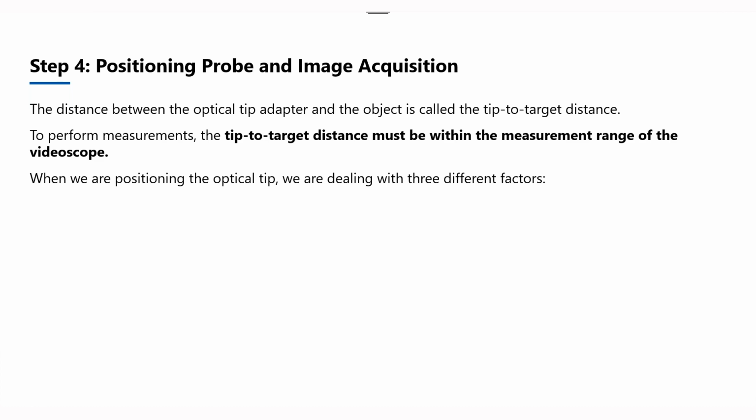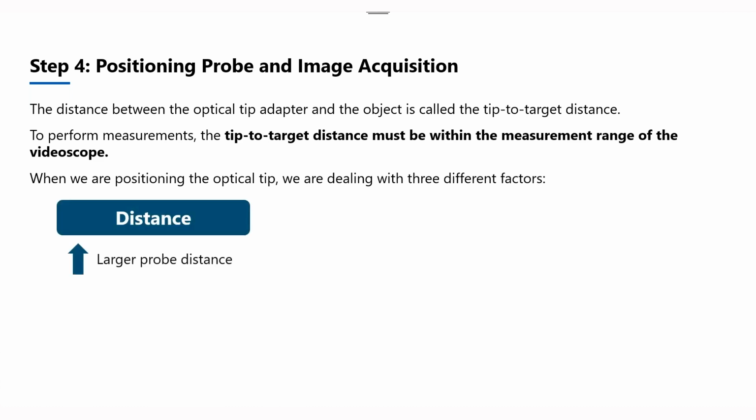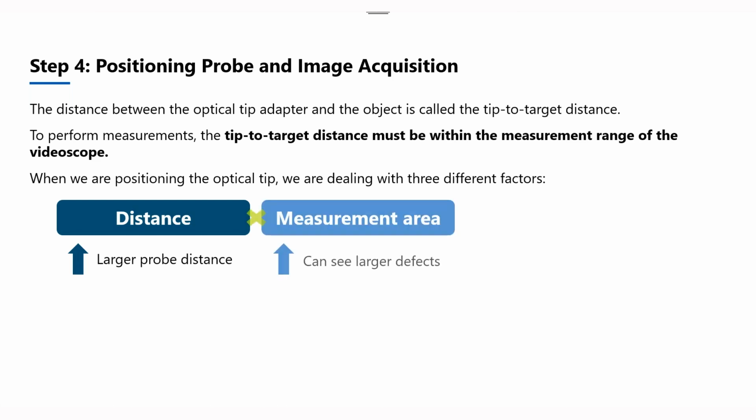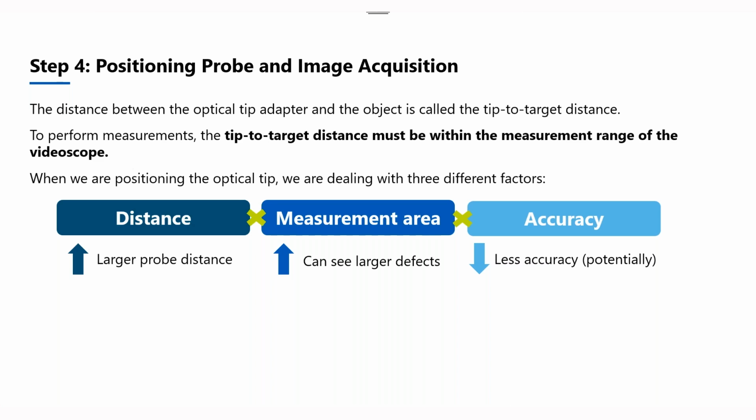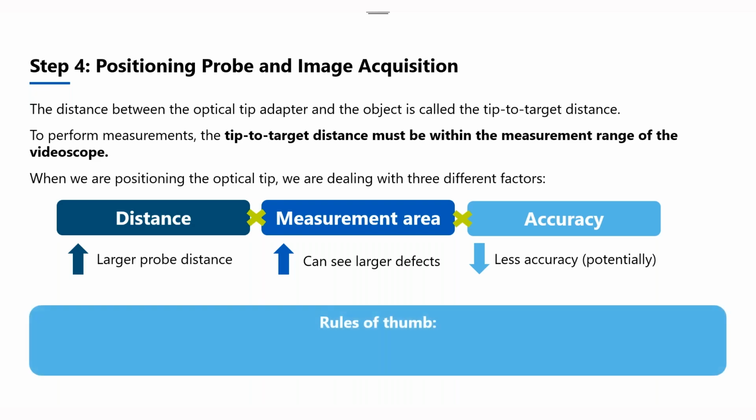And when we're moving the probe around, we're playing with three different factors. The first is the distance. The farther I am from the inspection region, the bigger the area I can see. But the trade-off is that the accuracy can potentially be lower. This happens because the farther away I am, the longer the distance is, and everything looks smaller on my screen.